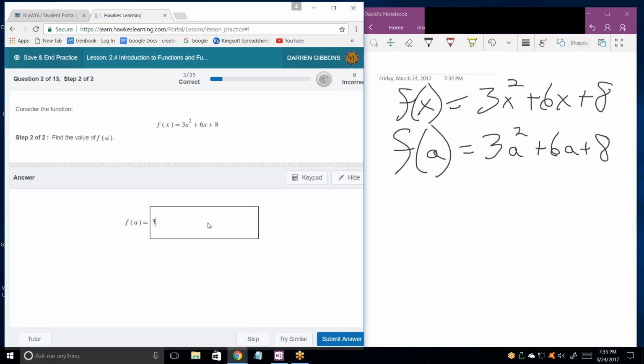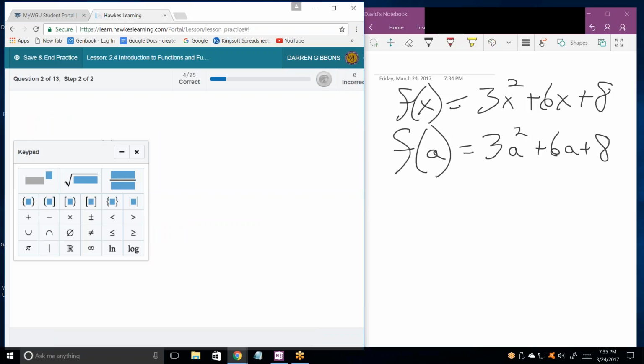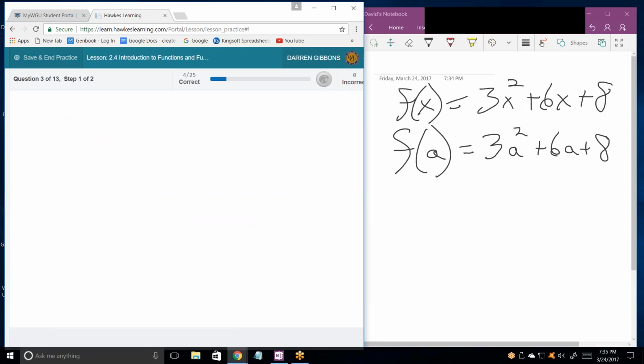Now, 3a squared, do I need to use the keypad? Yeah. Go to the top, the one on the left, top left. Okay. And I got to use the arrow key, plus 6a, plus 8. Looks like I might have an extra space. Is that going to hurt? No, you're good. Okay. I won't worry about backing that out of there then. All right.